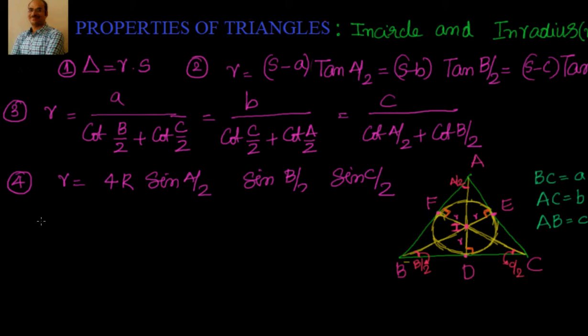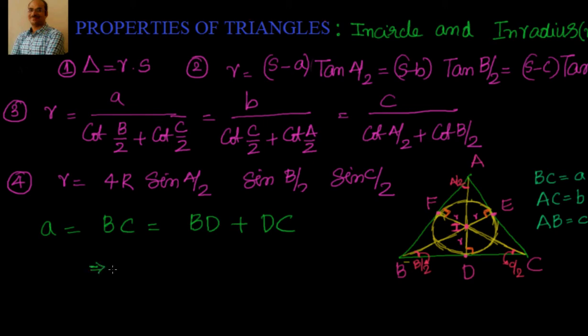Okay, let's go ahead with that. So I will say a is equal to BC, that is nothing but equal to BD plus DC. If you take this triangle, what is BD? BD is nothing but, if you see, what is cot B by 2? Cot B by 2 is nothing but adjacent by opposite. Cot of B by 2 equal to BD by r. So BD equal to r cot B by 2.